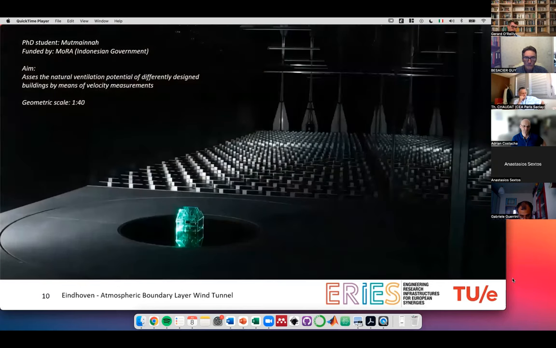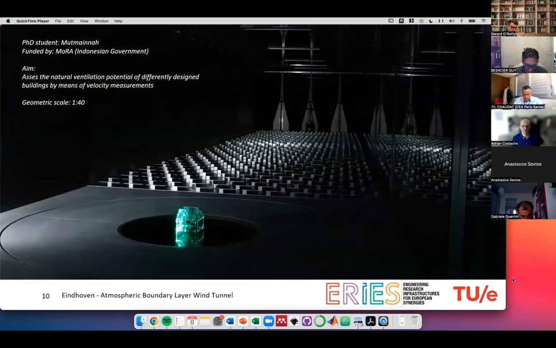Another test, similar ABL setup, but this was for a PhD student. The aim was to assess the natural ventilation potential from differently designed houses with openings and partitions inside. Obviously, if measurements inside of a building are needed, it is not easy to access it for measurement purposes.